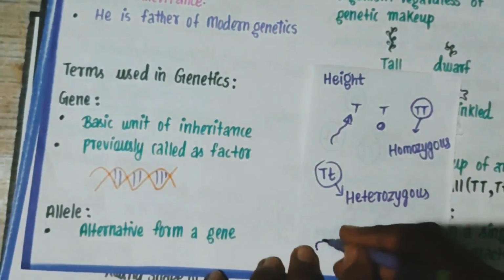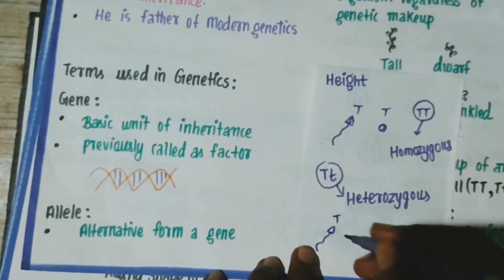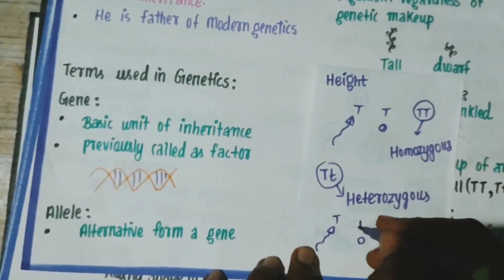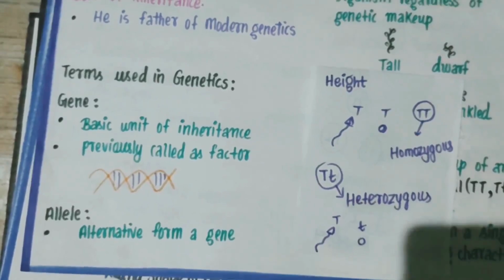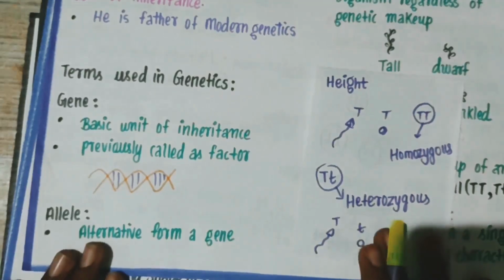Let us suppose the father gives the capital T allele and the mother gives the small t allele. If they combine together, you will get the heterozygous condition. I hope you understand what the homozygous condition is and what the heterozygous condition is. This is what allele means.